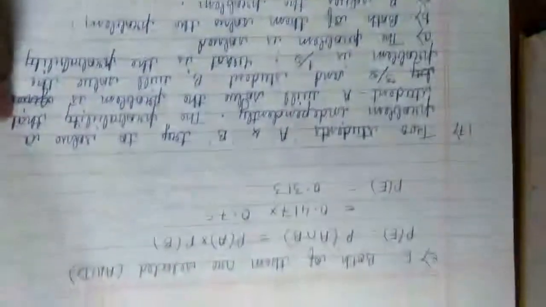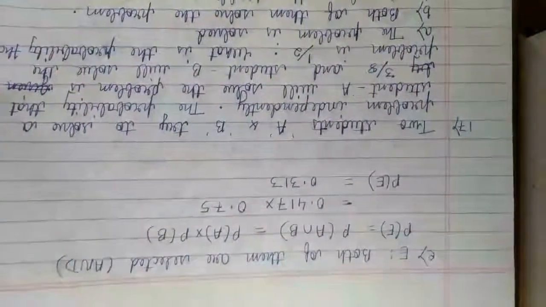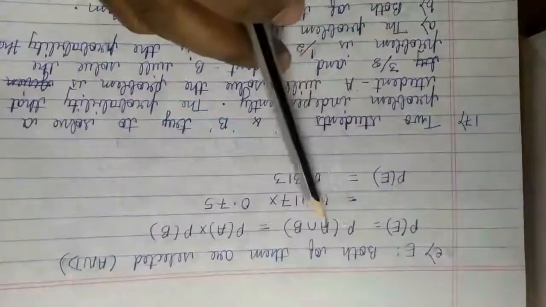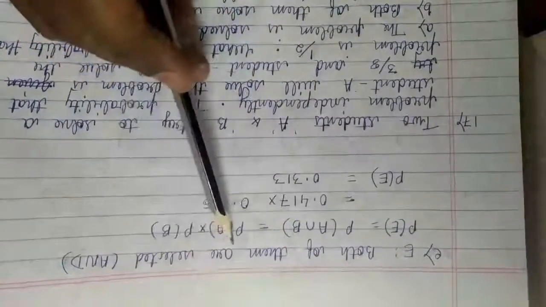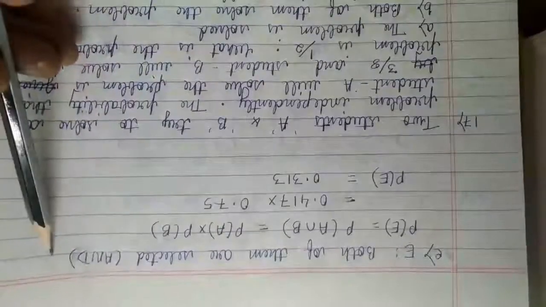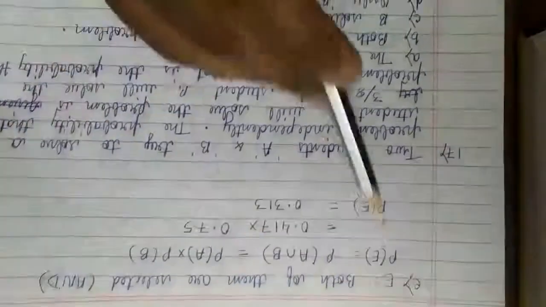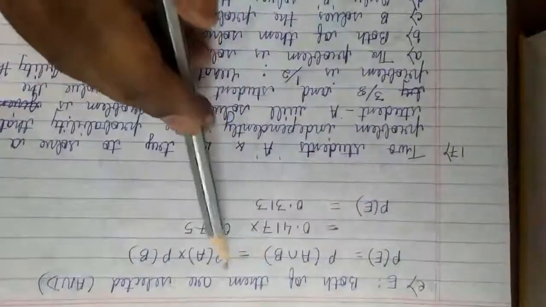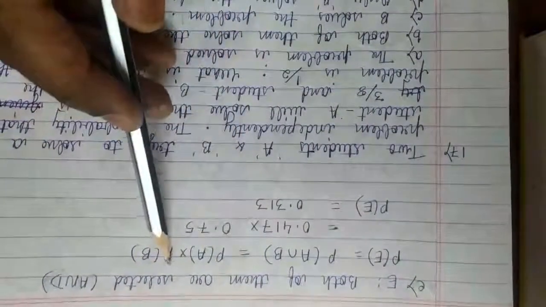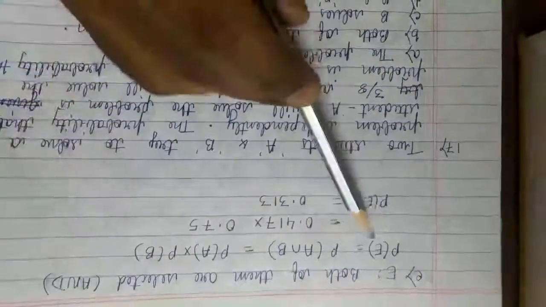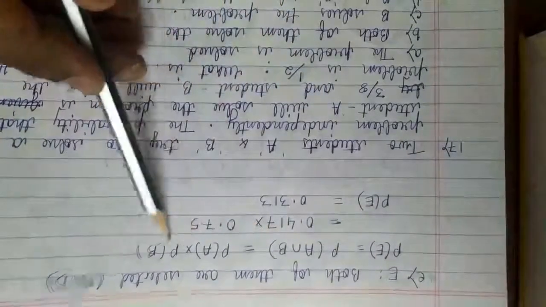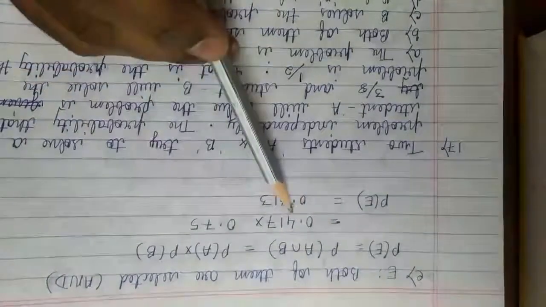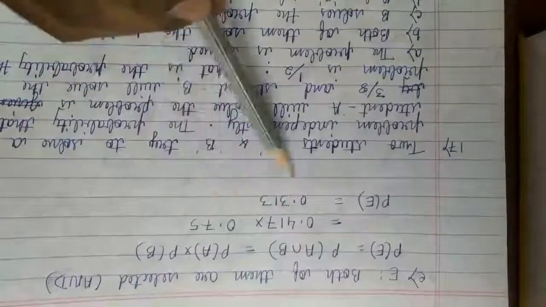E. Now what is E? Now E, if you see, both of them are selected. That is AND comes. A, that is wife is selected and B is selected at the same time. So A and B. So probability of E, suppose, is both of them are selected. That is both husband and wife are selected. So probability of E is given by probability of A intersection B, which is equals to probability of A into probability of B, which is equals to 0.417 into 0.75, which is equals to 0.313.